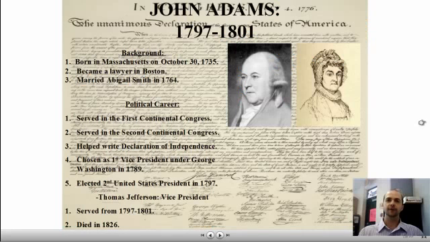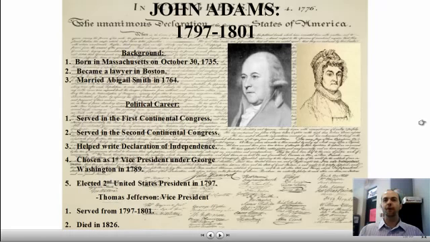John Adams was the second president of the United States. He served 1 term from 1797 to 1801. He was born in Massachusetts on October 30th, 1735. He became a lawyer in Boston, and he married Abigail Smith in 1764. He was the lawyer for the British soldiers that were arrested after the Boston Massacre, and he was kind of a hard guy to work for and work with. He was just a difficult personality, great politician though. He had our nation's best interest in mind.